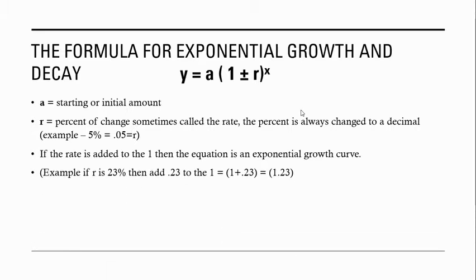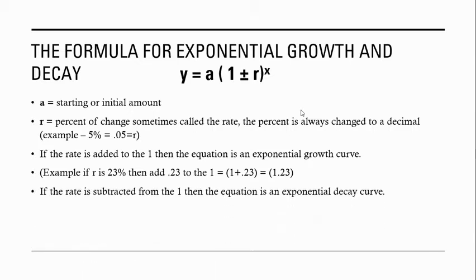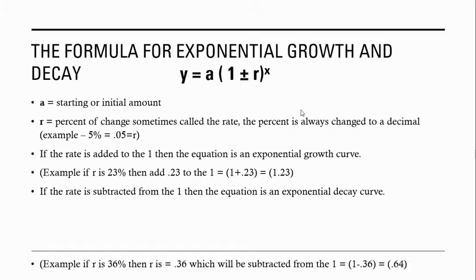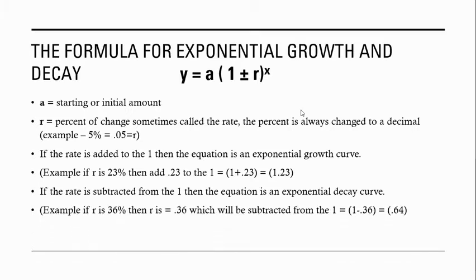Example, if r is 23%, then you're going to add 0.23 to the 1, which gives you 1.23. If the rate is subtracted from the 1, then the equation is an exponential decay curve. In other words, if r is 36%, then r is 0.36, which will be subtracted from the 1. So you get 1 minus 0.36, which is equal to 0.64. x is equal to the time that the base is raised to. Okay, so when they give you time, that's going to be your exponent.